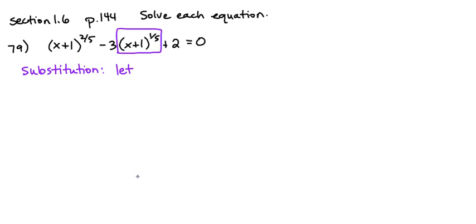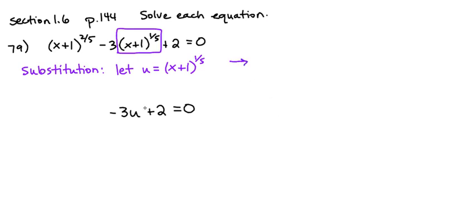Pick some letter. The book typically uses the letter u. Let u equal that variable expression, (x + 1)^(1/5). Okay, that's going to make the middle term just negative 3u, which is nice. And we still have plus 2, and we still have equals 0, but we need to deal with the first term.